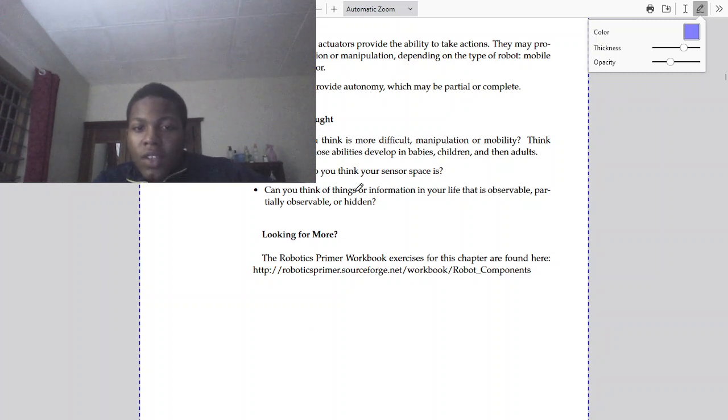So can I think of things or information in my life that's observable, partially observable, and hidden? Alright, so I can tell that this dish on my table is blue. What can I say for partially observable? Partially observable.